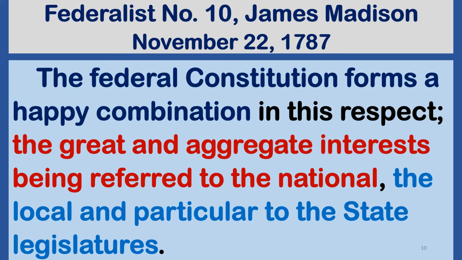Let's keep going. So the prior passage leads into this one. This is the point that Madison is making, that the federal constitution forms a happy combination, that great and aggregate interests are referred to the national legislature and local and particular to the state legislatures. But since the Constitution was opened up into local and particular interests through the Dormant Commerce Clause, that would indicate that there should have been a tremendous increase in the number of representatives in the national government.